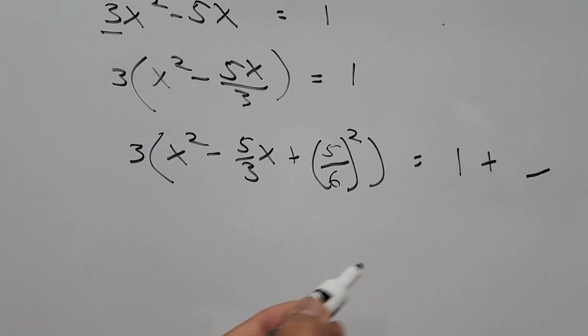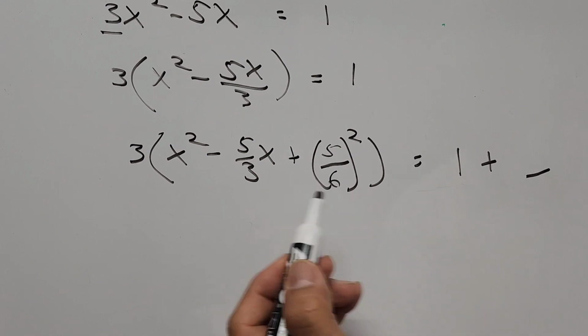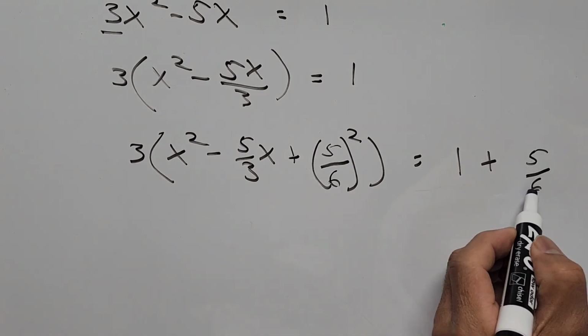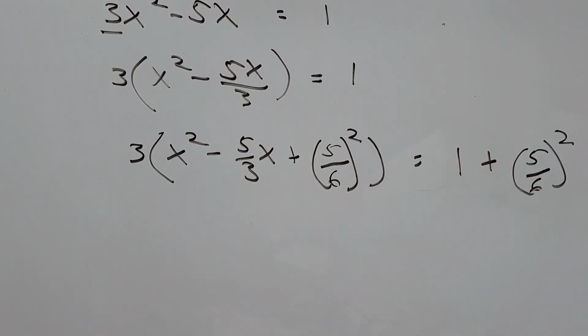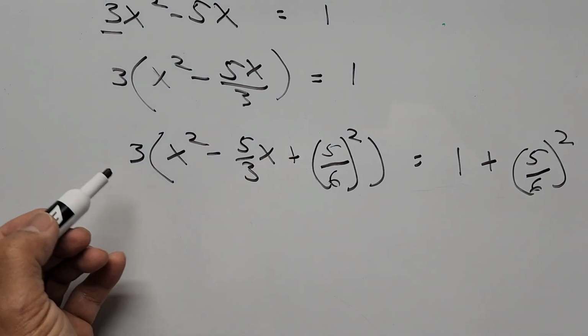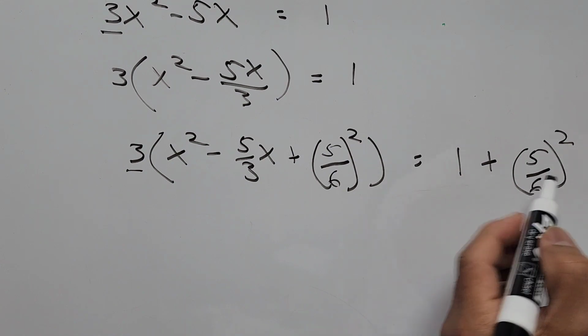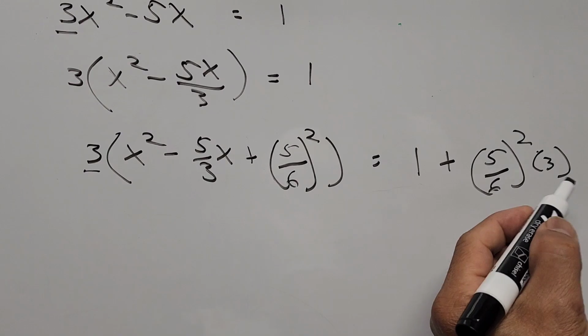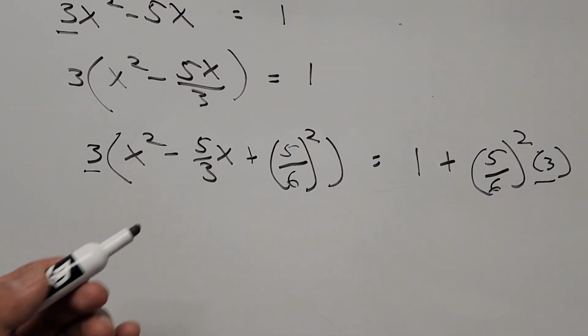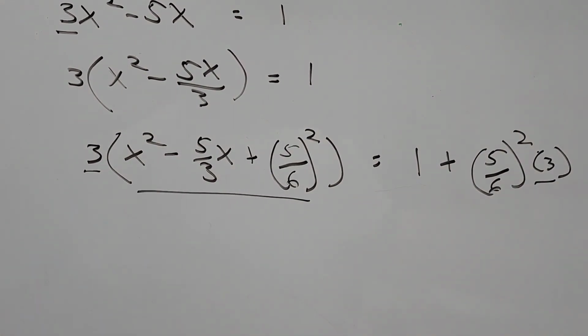So on the right hand side, we will be doing the same. So (5/6)^2. And then if you notice, we have 3 as a multiplier right there. So we multiply this term by 3. We have that 3 right there. The left hand side turned out to be a perfect square now.